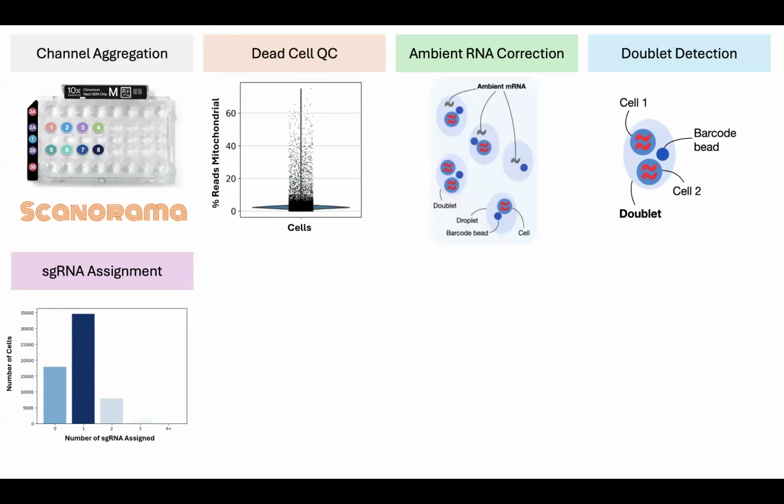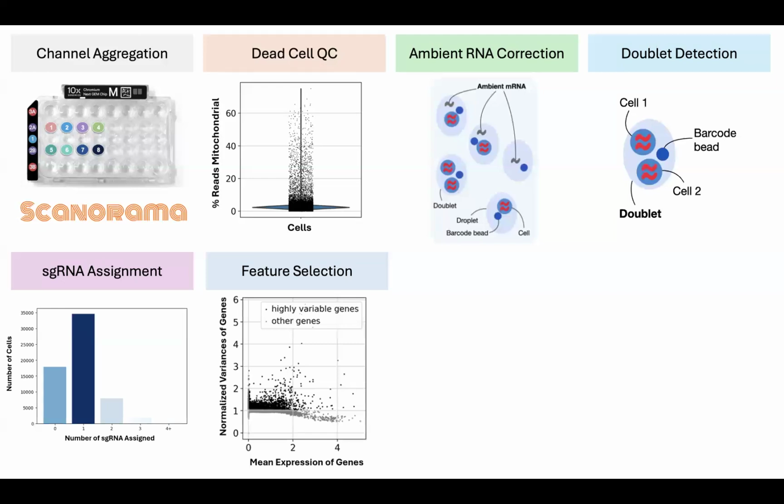Then we go into guide RNA assignment. The key idea here is that for every cell, we have the transcriptome, but we also have the CRISPR library. We want to use the CRISPR library to infer what perturbation that cell got. That's the single guide RNA assignment part of our pipeline. Once we've assigned cells, taking only cells that got a single guide, not zero guides and not more than one guide, we then go on to feature selection.